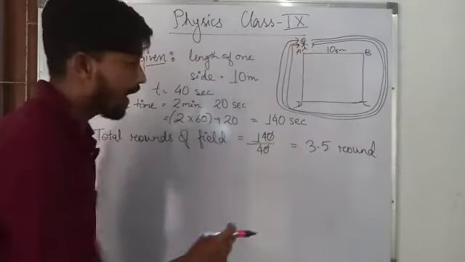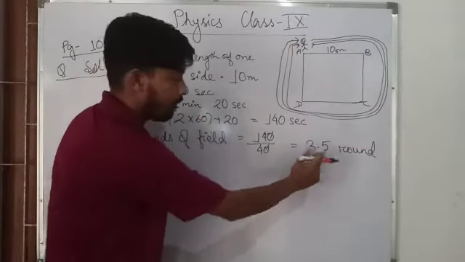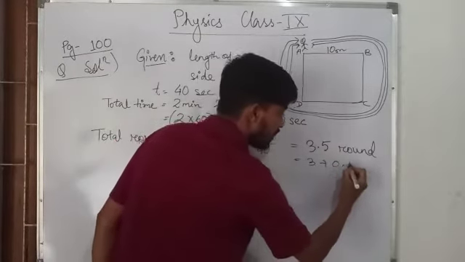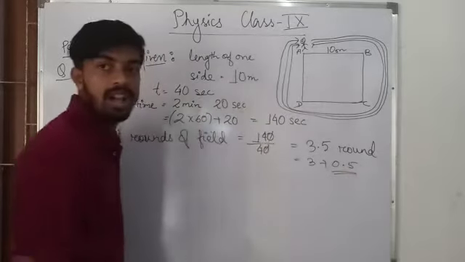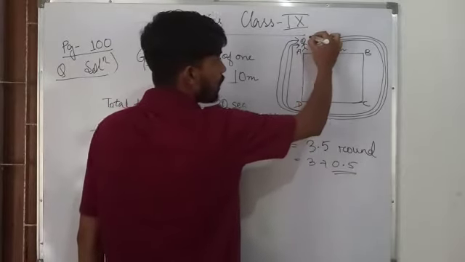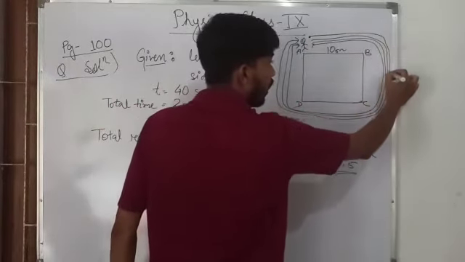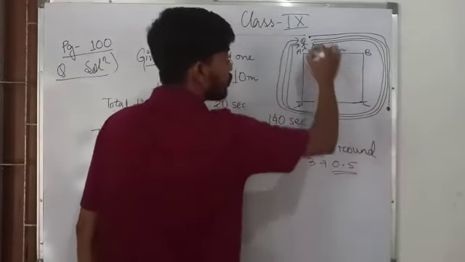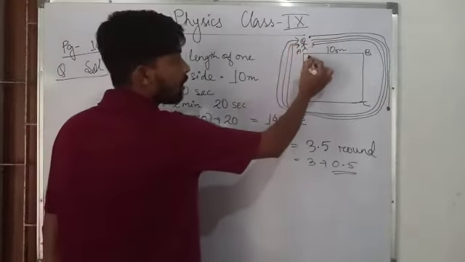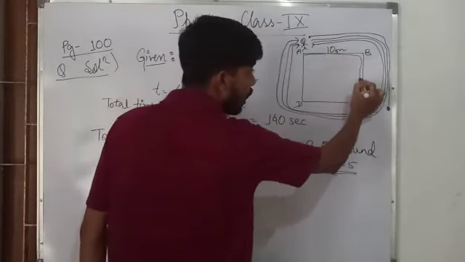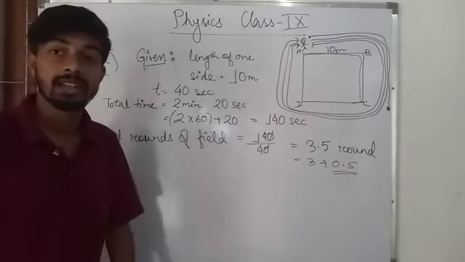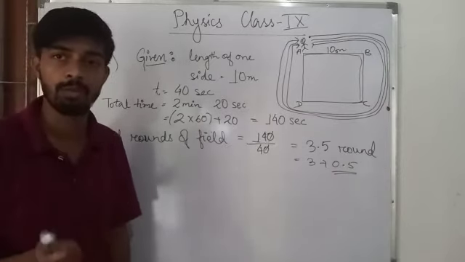Third round, and finally since it is 0.5, or you can write it like, if we separate this out, it will be 3 plus 0.5. So finally one last half round is there. So the farmer will move from here up to here. So this will be the last round of the farmer. Starting from A, the last round will go up to C, that is the half round. Now we need to find out the farmer's displacement, how much he moved.